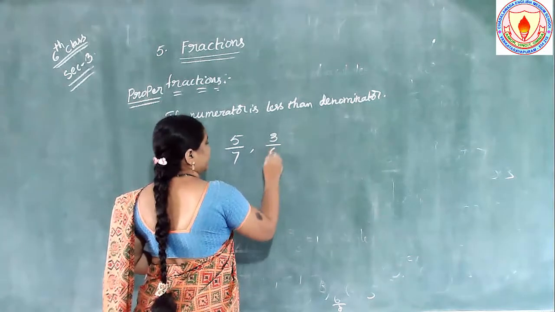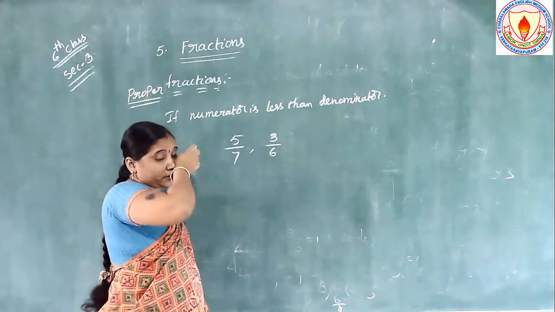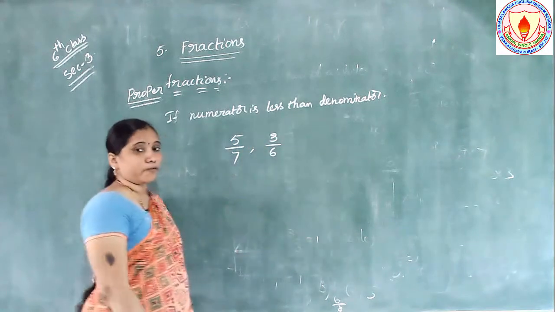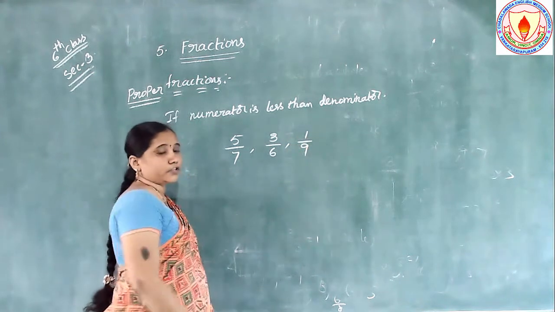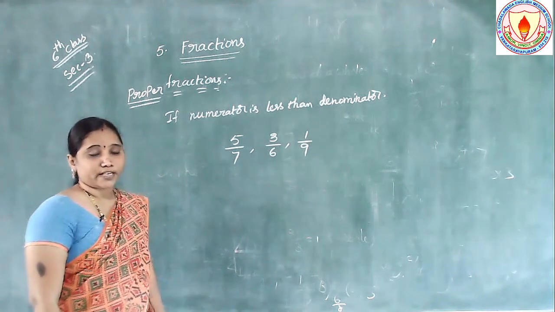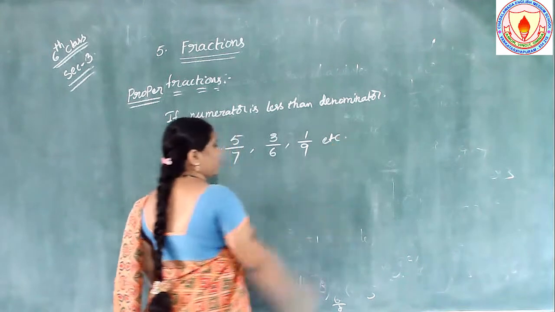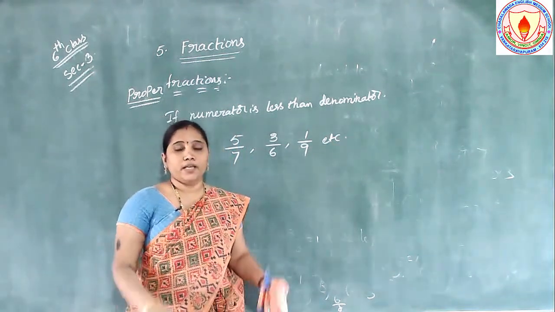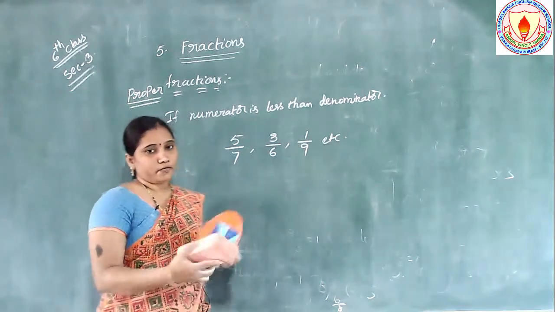3 by 6. What is the numerator here? 3 is the numerator and 6 is the denominator. So 3 by 6 is a proper fraction. Give me some more examples. 1 by 9: here also the numerator is less than the denominator. These types of fractions are called proper fractions. The numerator should be smaller and the denominator bigger; that type of fraction is called a proper fraction.